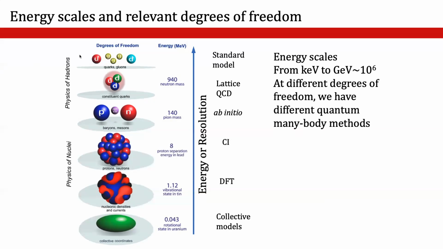Since the first principle calculation of nuclei from QCD is still far away, we can treat the protons and neutrons as independent particles, as the fundamental particles in low-energy nuclear physics. Based on it, we have three mainstream models: ab initio methods, configuration interaction, and density functional theory. Each of them has its own pros and cons.